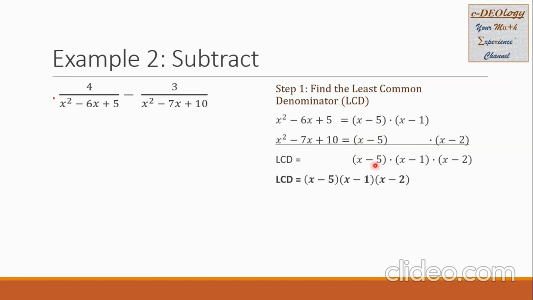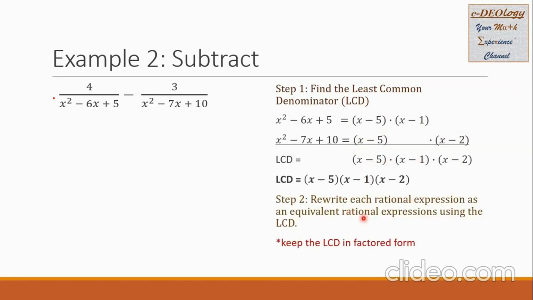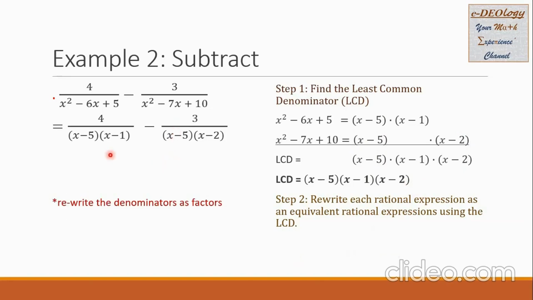So the LCD is just to put these three binomials together. We have now our LCD. We will go to our step 2 to rewrite each rational expression as an equivalent rational expression using the LCD. Take note, we should keep the LCD in factored form. Let's go back to our problem here. First, let us rewrite the denominators as factors.